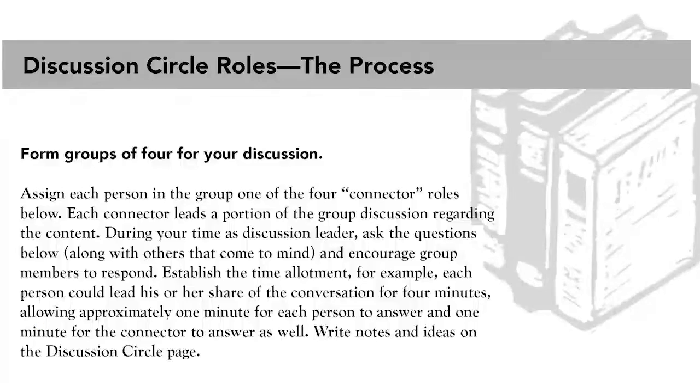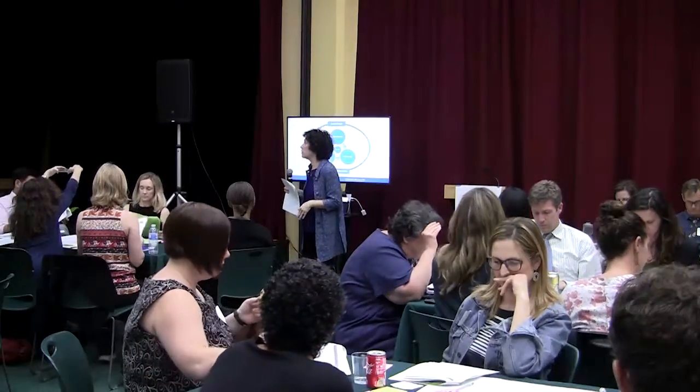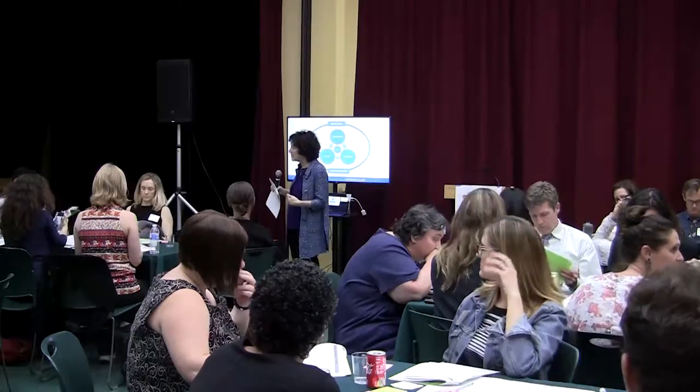So I want you to open up your handouts to page 4, and you'll see discussion circle, the process. I'm going to go over the process, and then I'm going to let you know what you get to read. Normally, I have 4 people doing this at a time. If you're working with younger children, you can have them do things in pairs.